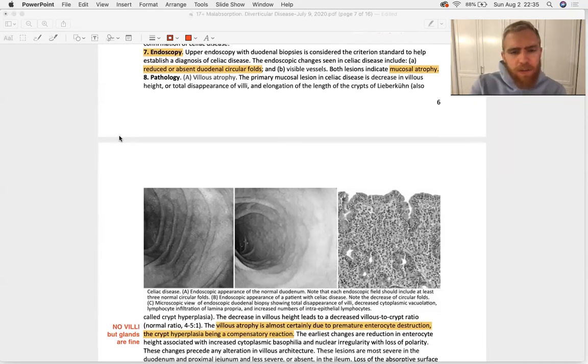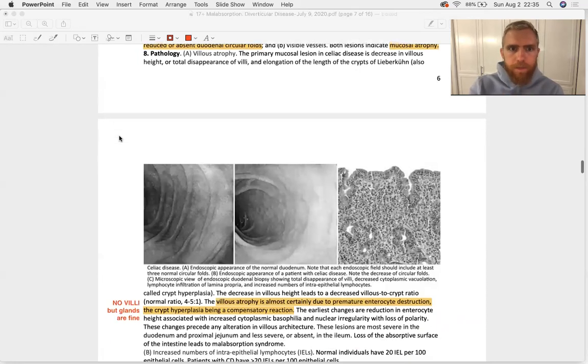Endoscopy, you might see this in a question stem. I don't think you're going to get asked to make this diagnosis based on endoscopy alone because it's really hard to tell the difference. You might see it in words in a question stem as reduced, absent, flat duodenal folds. They might say vasculature, hypervasculature in the duodenum. And what both those findings are telling you is that there's atrophy of the gut mucosa in that stretch.